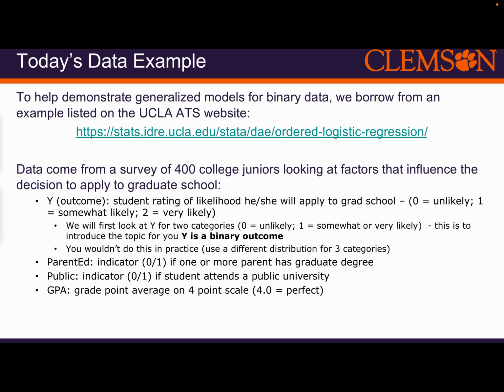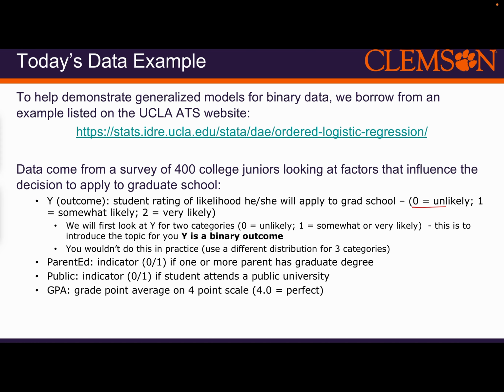Okay, how do we do this? Well, we take our outcome variable y, and that is the student rating of the likelihood that he or she will apply to grad school. And it's kind of a three-part scale, although I'm going to cut this down just because I want to keep this somewhat simple. Remember, this is not something to do with your data. This is for didactic purposes. We would normally keep this as three categories, but three categories complicates it more than I want to put in this survey lecture, intro lecture, what we're doing today.